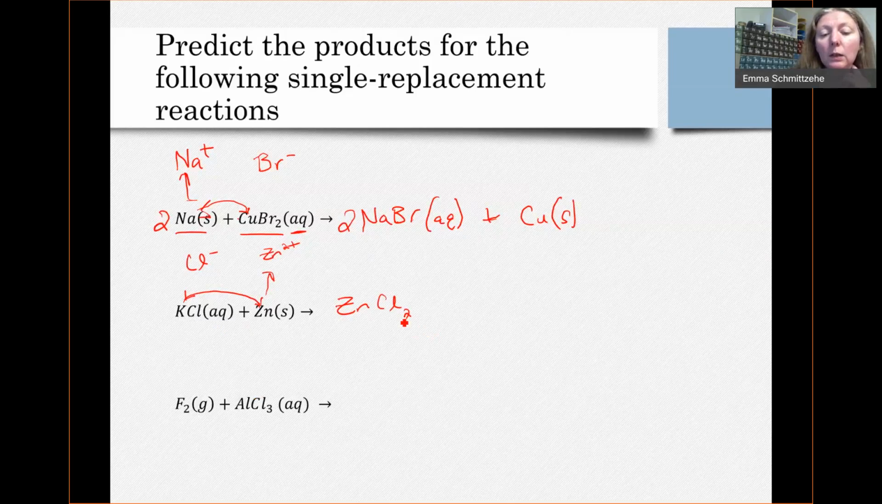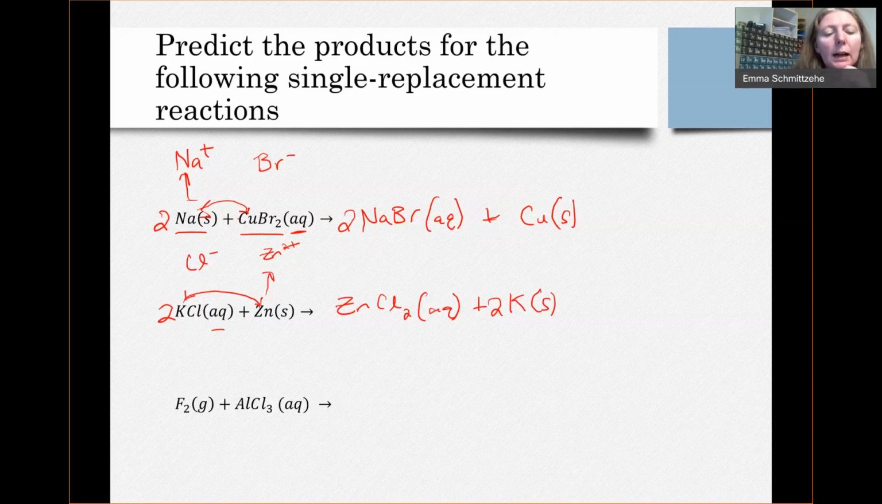And this is all an aqueous solution, so that ionic compound is going to be aqueous. And then we have potassium by itself, so it just becomes K solid. And again, you can go through and balance this. Even though I didn't ask, we're going to balance this. We have 1 zinc on each side, but we only have 1 chlorine on the left, 2 on the right. So I'm going to put a 2 in front of the KCl, which means I need 2 potassiums in the end. Okay, so now it's balanced and I've got my products.